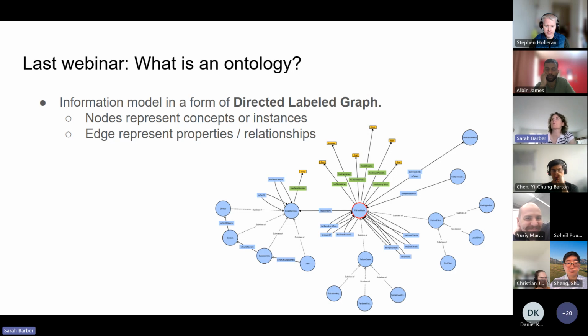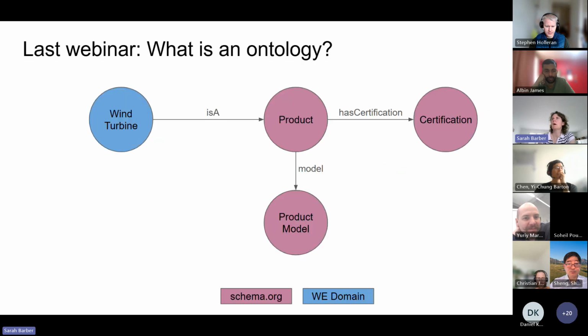Just quickly, we talked about what ontologies are. Ontologies are information models in the form of a directed labeled graph, where we have different nodes with concepts or instances, and we have edges which represent properties and relationships. That's an example of a very simple ontology, where we would describe a wind turbine is a product, and it has a certification and it's a certain model.